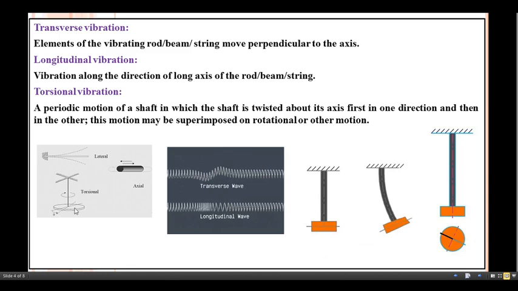If you look at this, the disc is attached at the end of this shaft. This disc continuously rotates about this axis. So twisting and untwisting of this disc takes place. This is the case of torsional vibration.